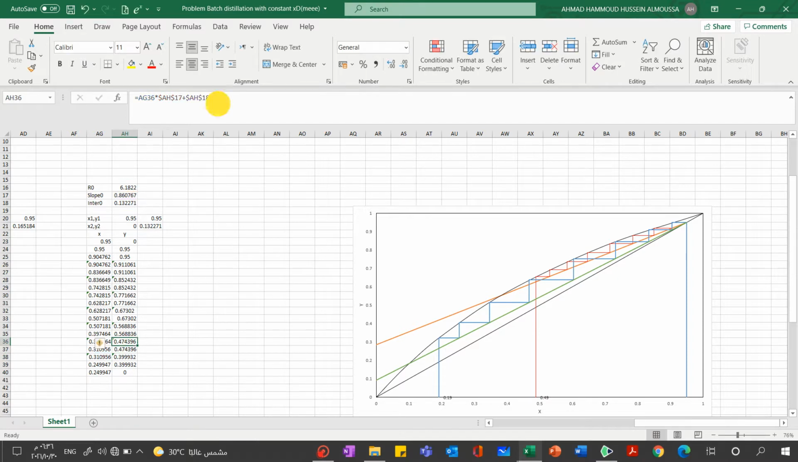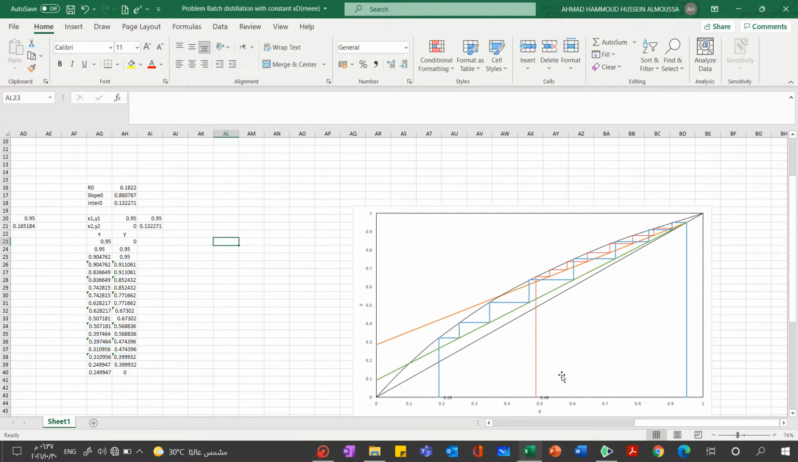Take the same value, but this is the shifted value, so it will not be changed. Make sure that this value is always like this. There is a dollar sign before the letters and the numbers, so that it will always be constant. It will not take something else. It will take the one down, it will always take this number.